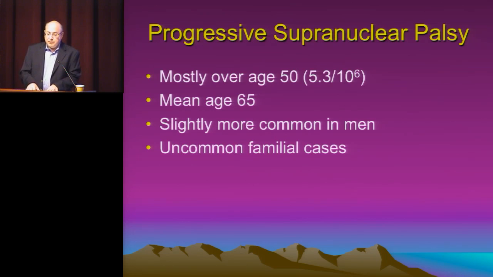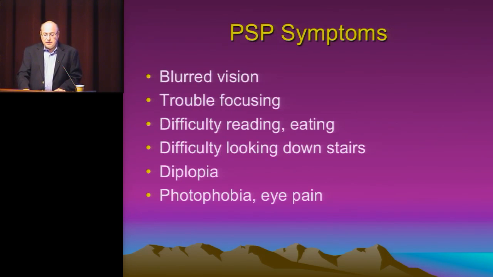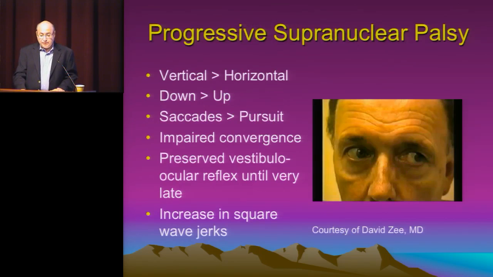It's mostly people over 50 with a mean age of 65, slightly more common in men than women, and rarely familial. And it presents with blurred vision, trouble focusing, difficulty reading, eating, or going downstairs, double vision, photophobia, and eye pain. The reason they have trouble reading, eating, and going downstairs is because the deficit begins with down gaze. They also have a tonic neck problem where they have their neck up like this. So they can't look down and their neck's back. And so they miss things on the plate, they can't read, and they fall down the stairs, unfortunately.